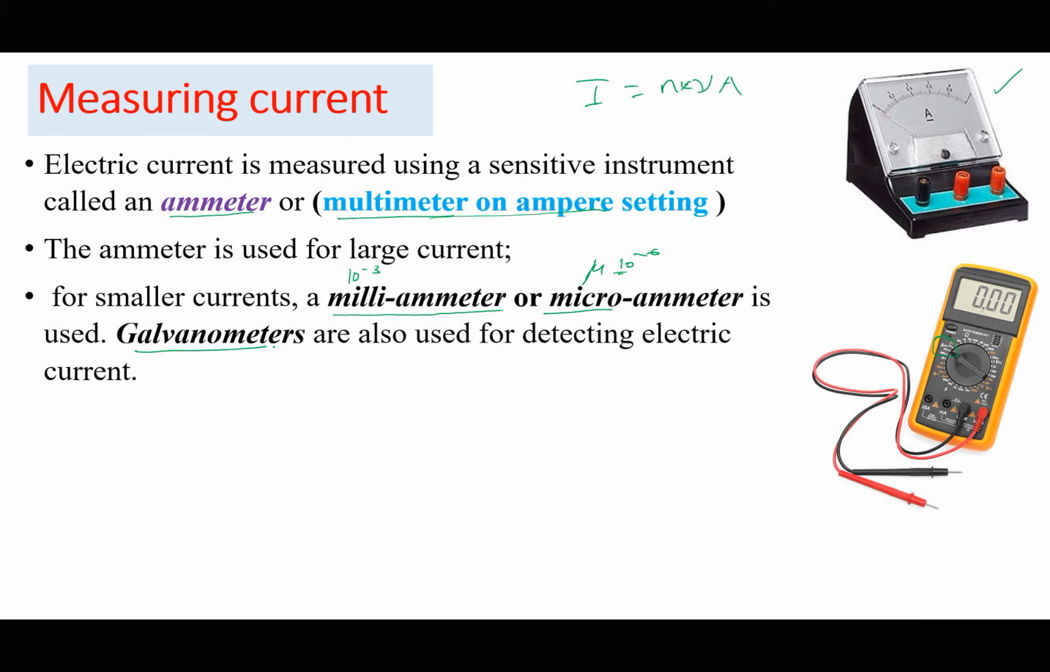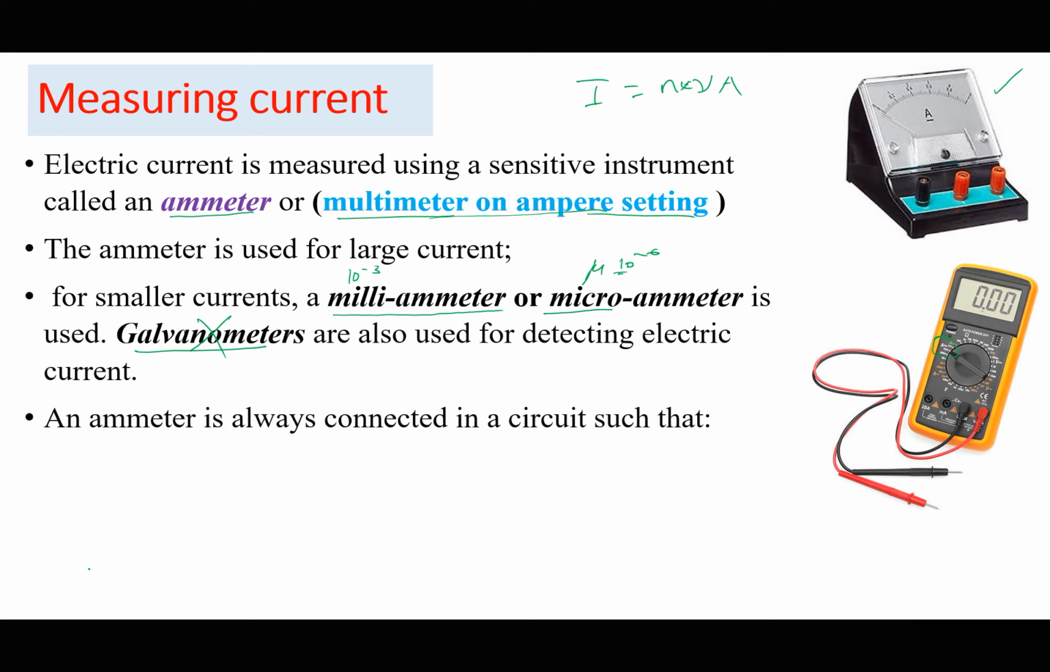Sometimes galvanometers are also used for detecting electric current, but this is less often. So you can't say I use a galvanometer to measure current. Something has to be done to a galvanometer for it to be able to measure current. But most importantly, it is the ammeter or the multimeter on the ampere setting.